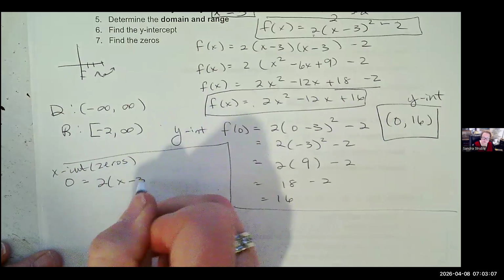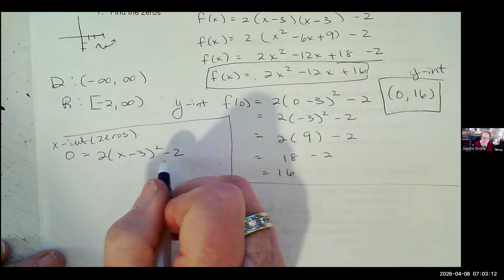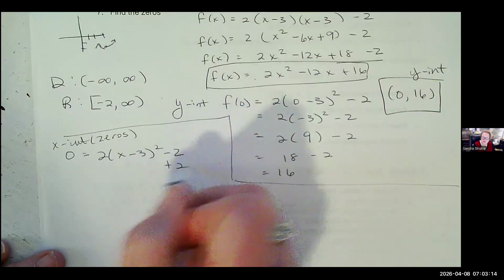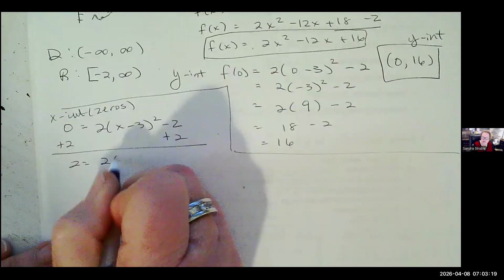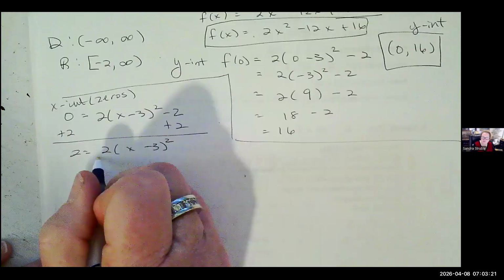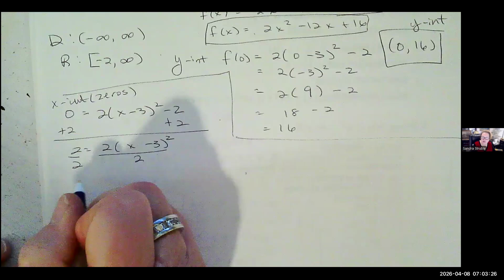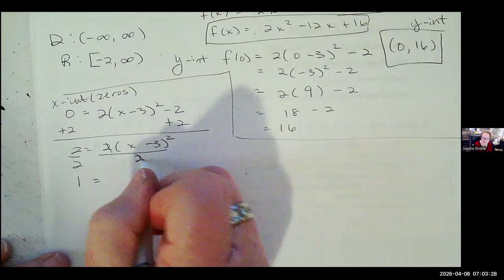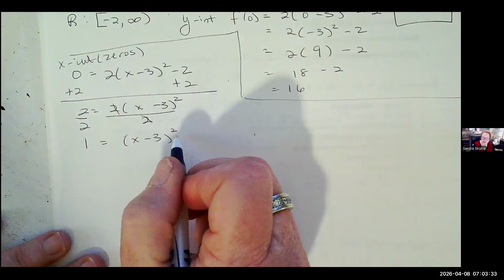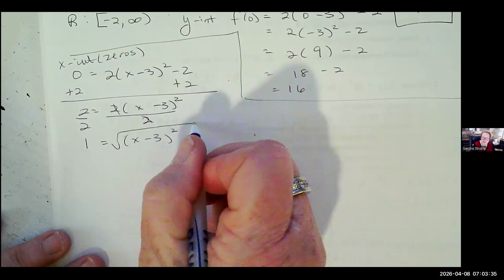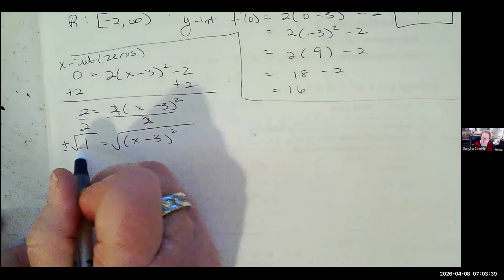To solve with the square root property, I need to make this positive on both sides. 2 equals 2(x minus 3) squared. Divide both sides by 2. This becomes 1 equals (x minus 3) squared. Then the square root property: we take the square root of the side with the square, and then plus or minus the constant side. So plus or minus square root of 1, which is 1, equals x minus 3.